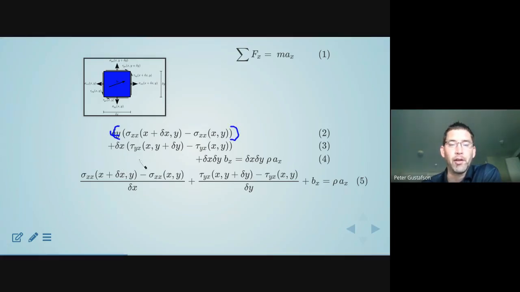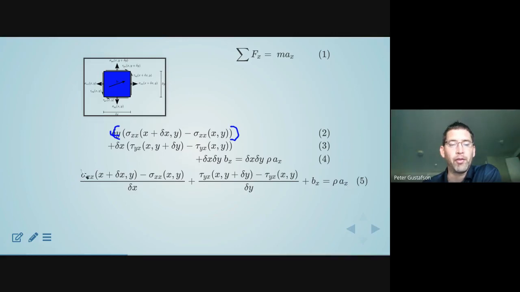The next one is the shear expression. Now in this case, we're canceling dx with dx, so we get tau yx at y plus dy minus tau yx at y over dy. Of course, the differential area cancels in front of the body force vector, so bx just hangs out by itself, and the right-hand side now becomes rho ax.